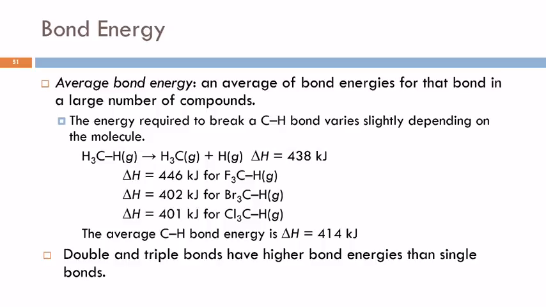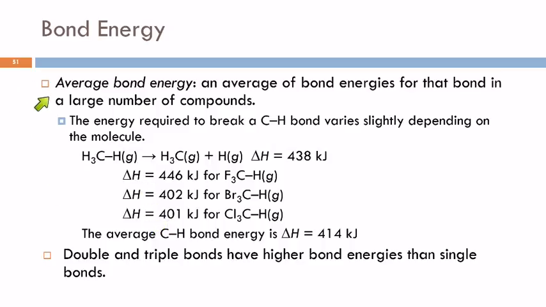Well, bond energies are going to be a little bit different in different compounds. If we look at the carbon-hydrogen bond in methane, to break this 1 bond, a mole of those, is 438 kilojoules. If we look at trifluoromethane, where instead of 3 hydrogens on that carbon, we have 3 fluorines, but we're still breaking this carbon-hydrogen bond, it's 446. If that's bromine, it's 402. If it's chlorine, it's 401. So they're not exactly the same.